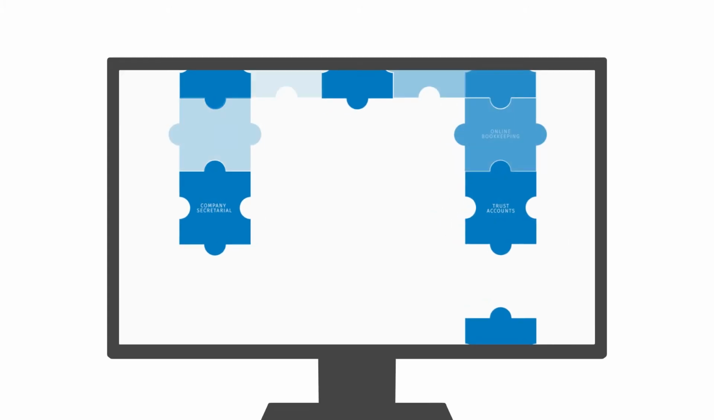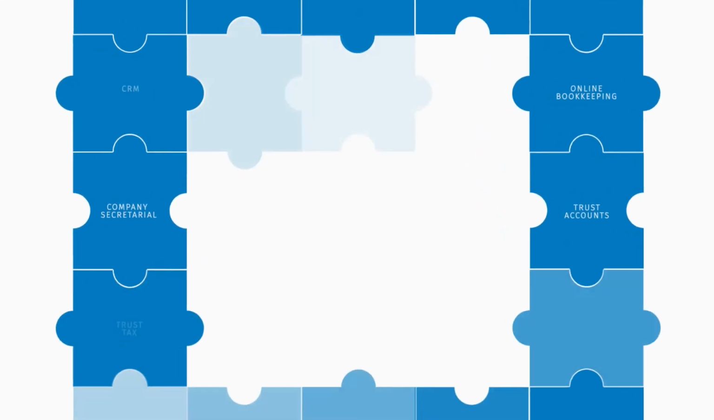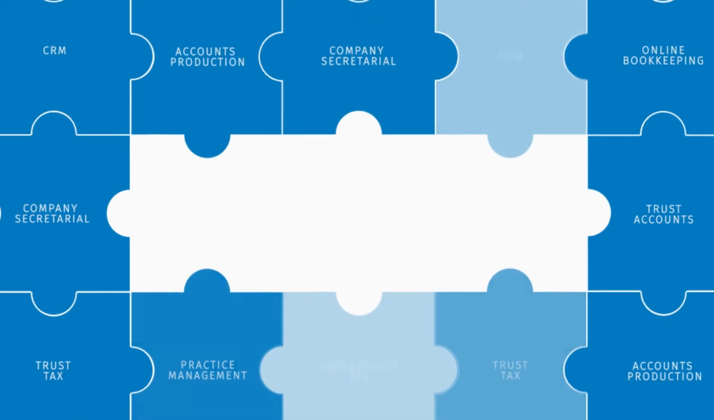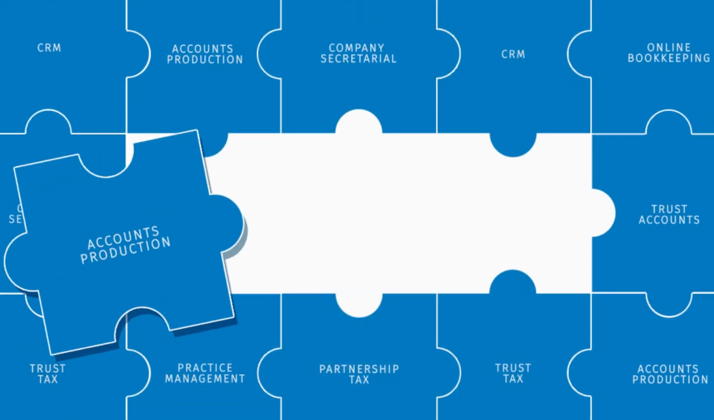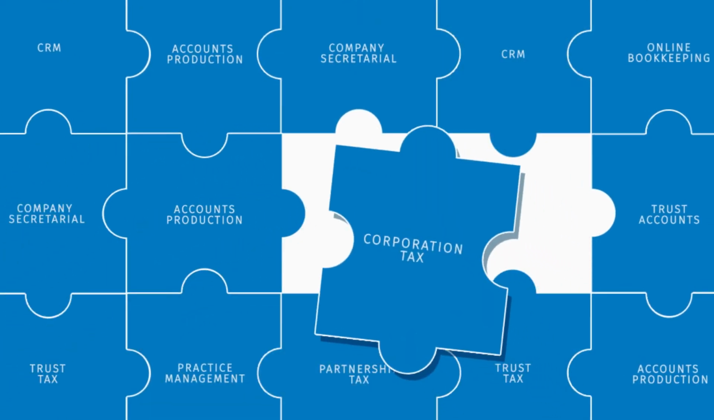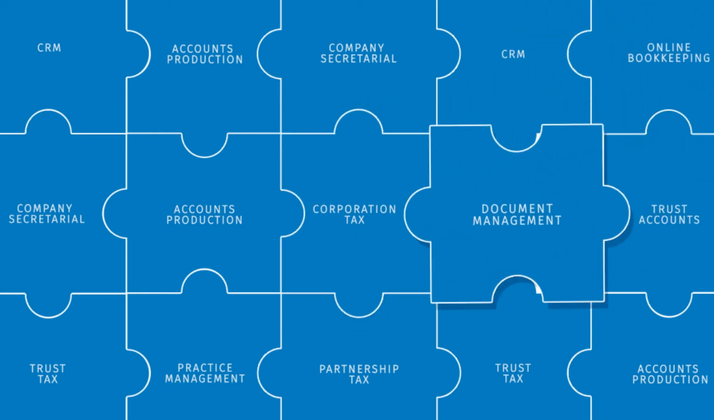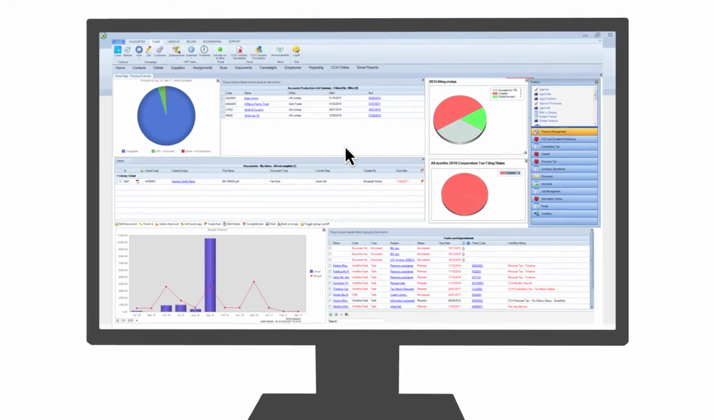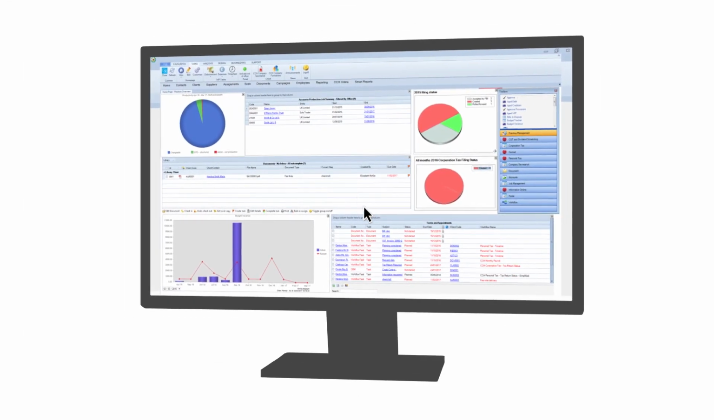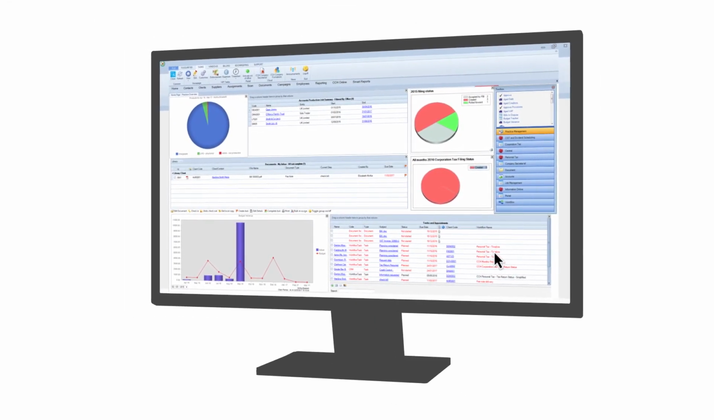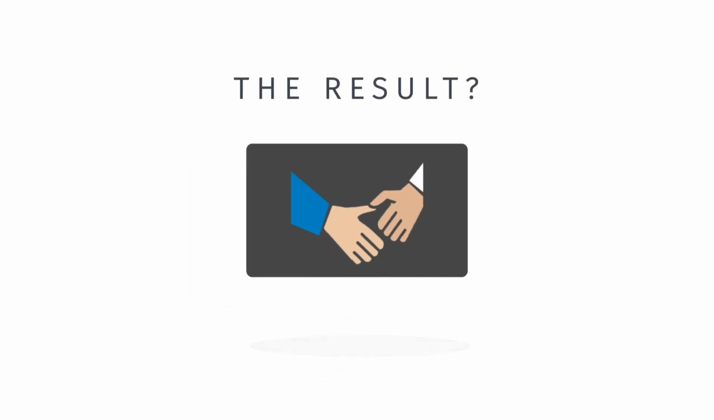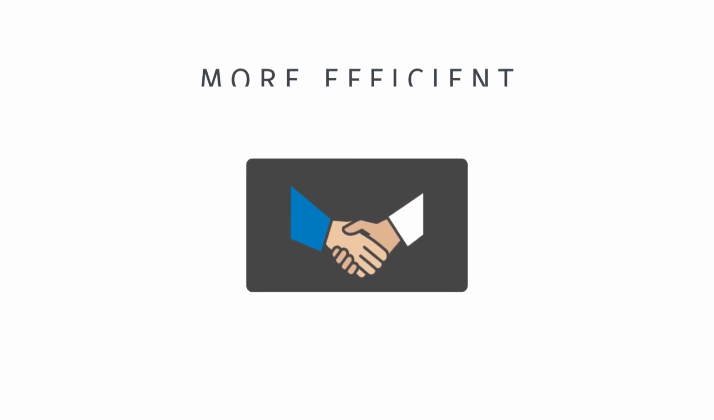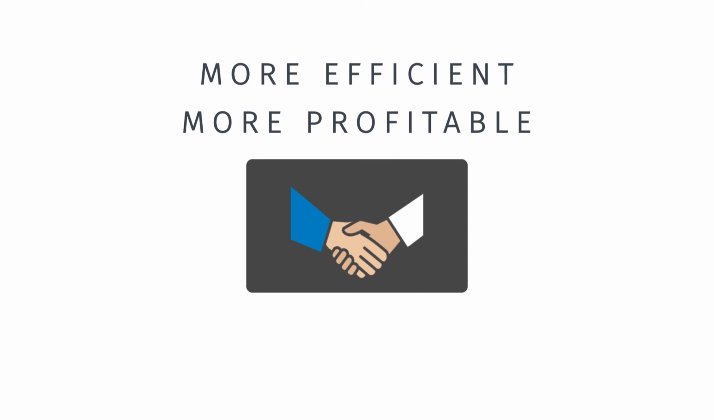Our CCH iXBRL Review and Tag software is part of a fully integrated suite that covers all our practice and compliance needs, including accounts production, corporation tax, and document management. It gives us a client-centric view of our data, plus reporting, workflow, and CRM tools that work across the entire software suite. The result? Happier clients and a more efficient and more profitable practice.